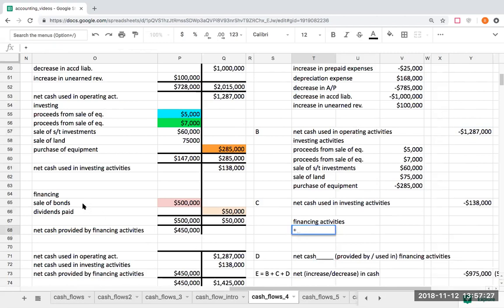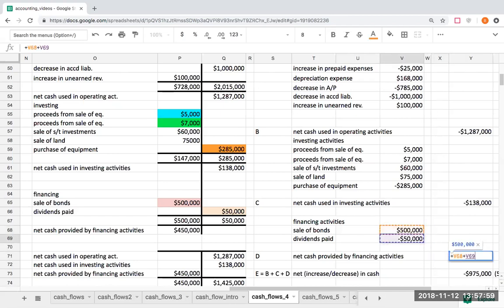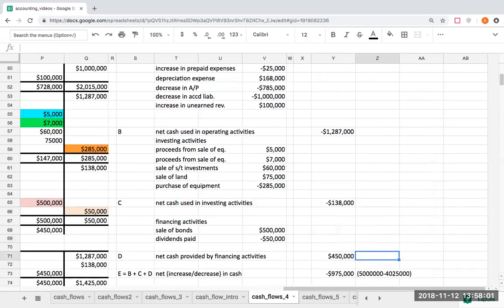For my financing, I had a sale of bonds and I'm crediting it. So over here, I've got dividends. So my sale of bonds is going to be $500,000, which were my bond proceeds. And then here for my dividends paid, it's going to be a negative 50. And this one is going to be net cash provided by financing activities. Why is it provided by? Because the amount overall is a positive $450,000.